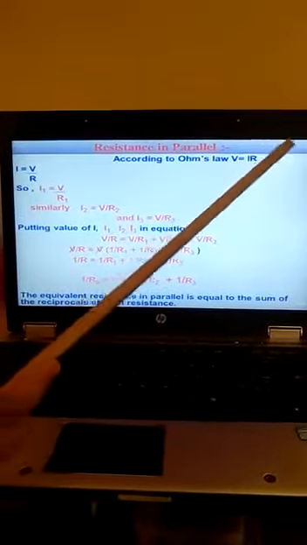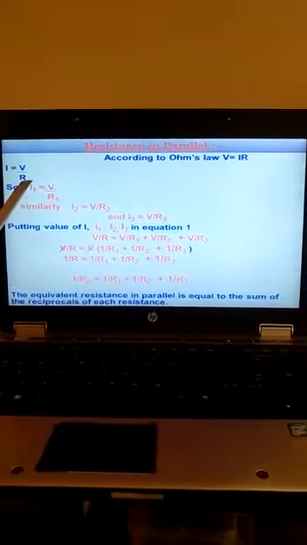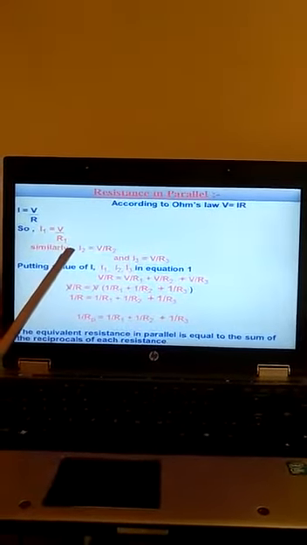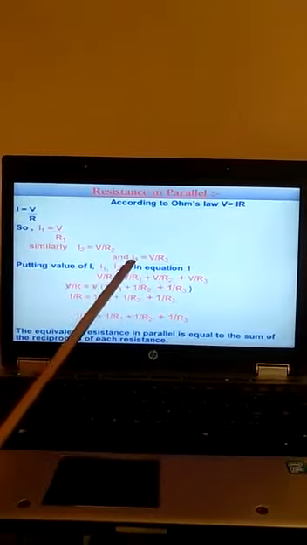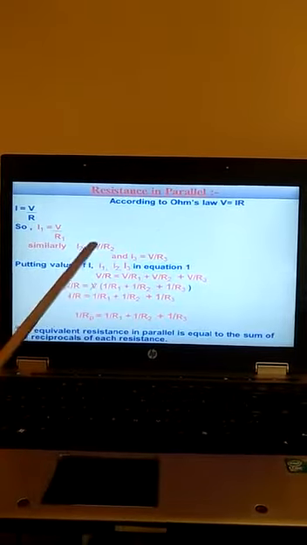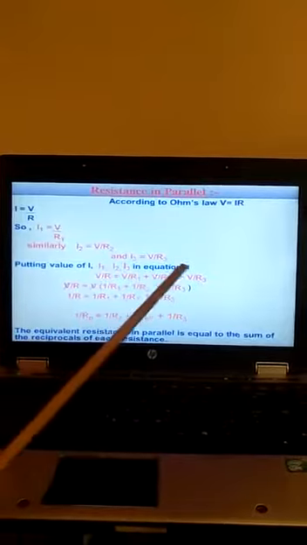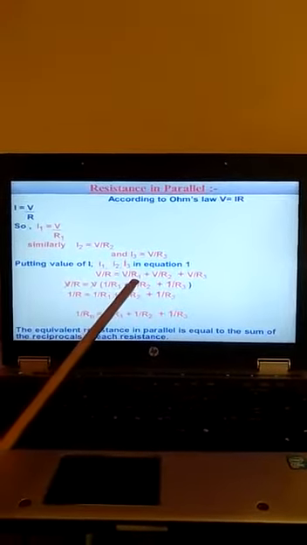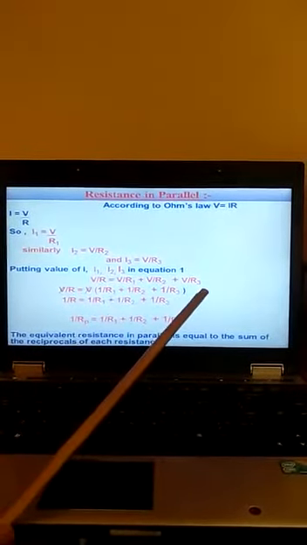According to Ohm's law, V is equal to IR. Therefore, I becomes equal to V by R. I1 becomes equal to V by R1. I2 becomes equal to V by R2. I3 becomes equal to V by R3. See here, V remains constant. Therefore, putting these values in equation 1, we have V by R is equal to V by R1 plus V by R2 plus V by R3.